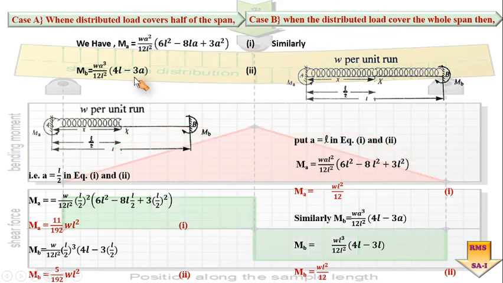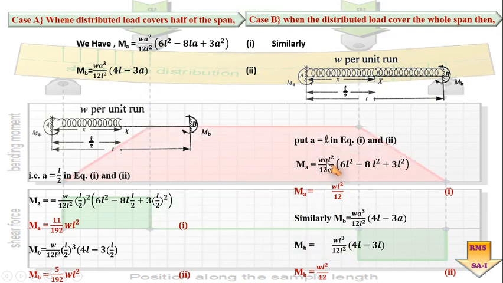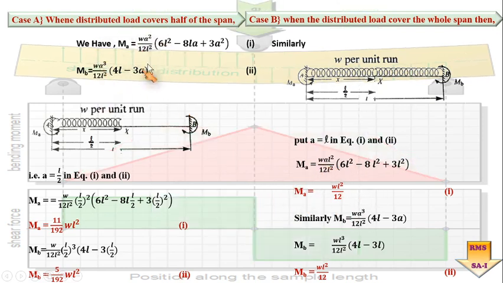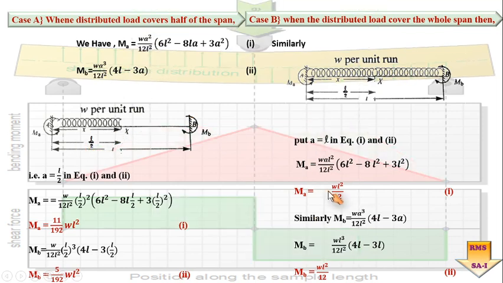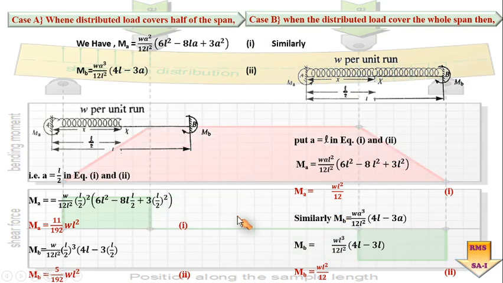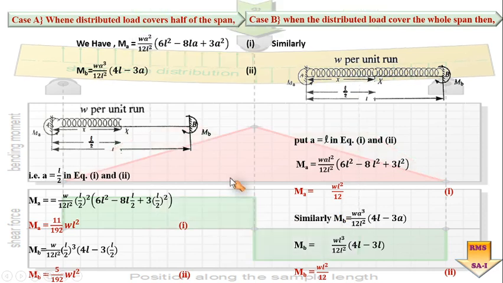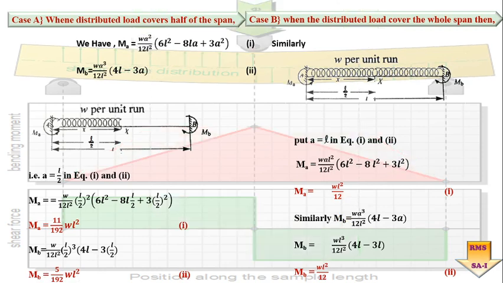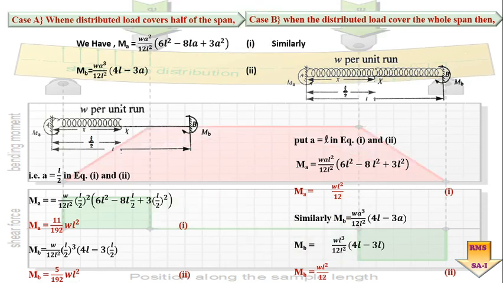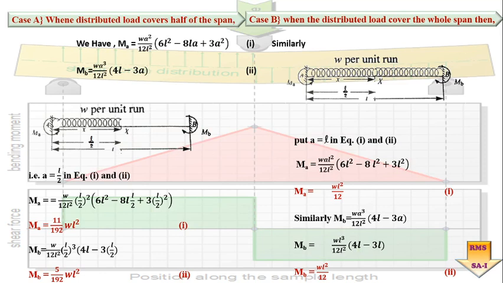So if you know one of the values of a particular standard case, by putting different values of x, you will be able to get the fixed end moment at point A and at point B. So this is what we have for the case of a fixed beam imposed with a partial UDL at certain distances.